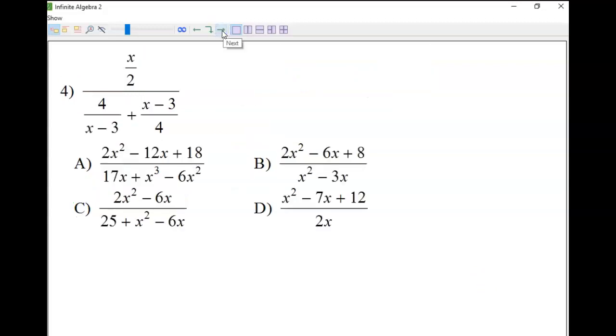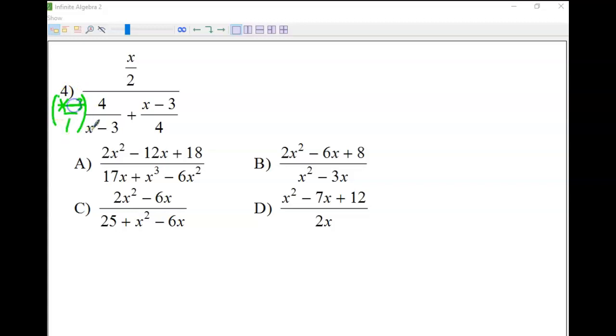Just another one. Just a little bit more complicated because instead of monomials, we've got binomials involved here. But this one has 3 fractions. I've got a fraction here, here, and here, all inside of one giant fraction, right? And I want to get rid of the x minus 3. I want to get rid of the 4. And I want to get rid of the 2. Let's start by getting rid of the x minus 3. So I'm going to multiply everything by x minus 3 first.